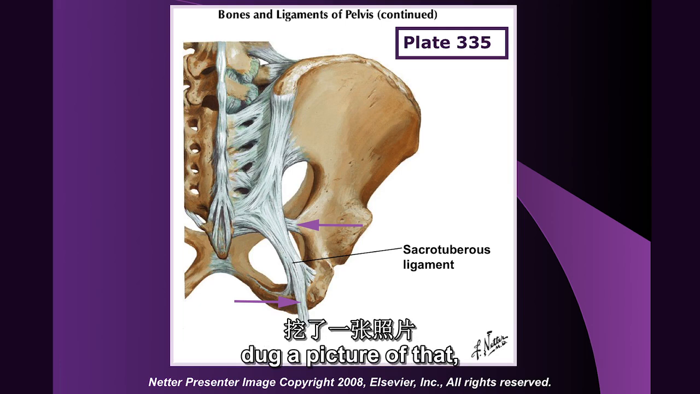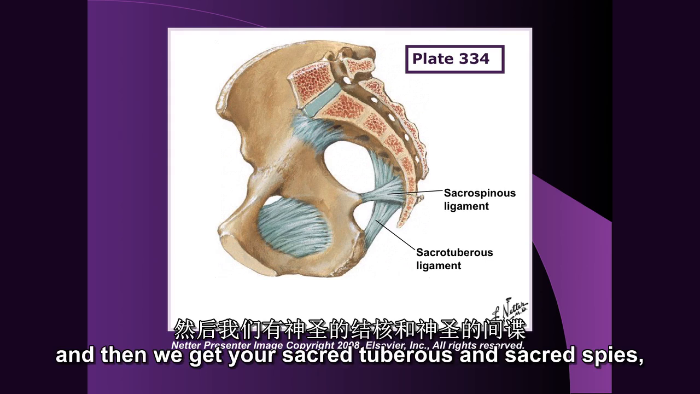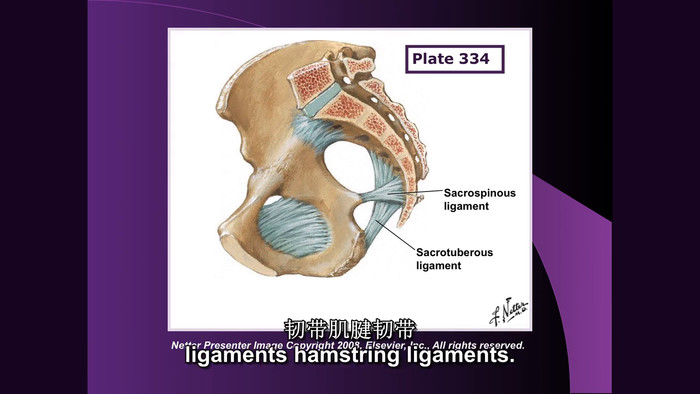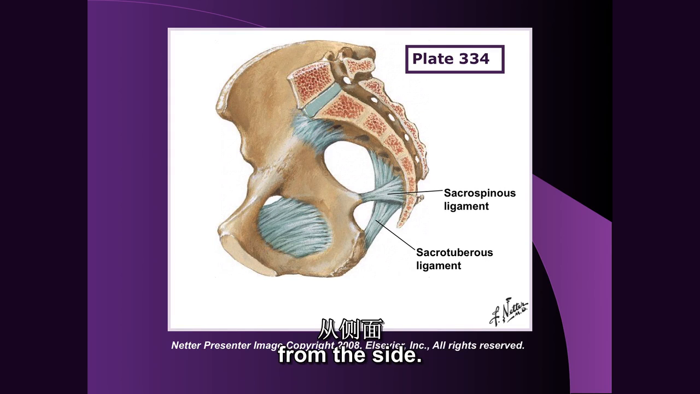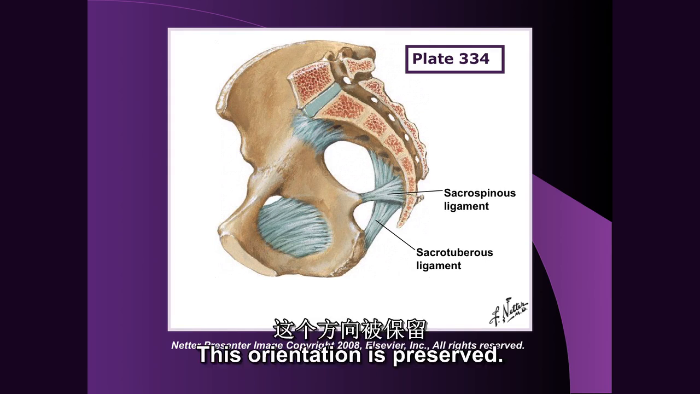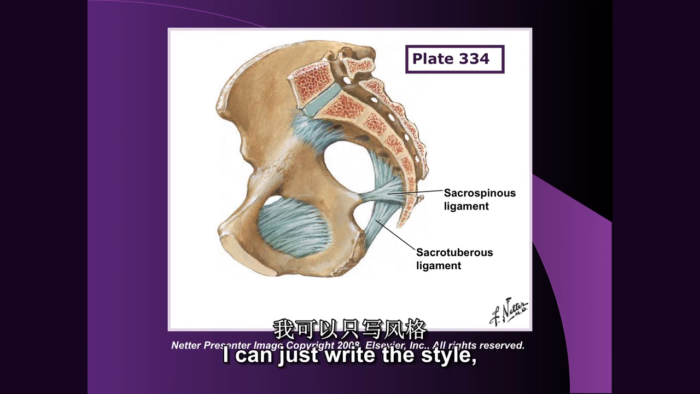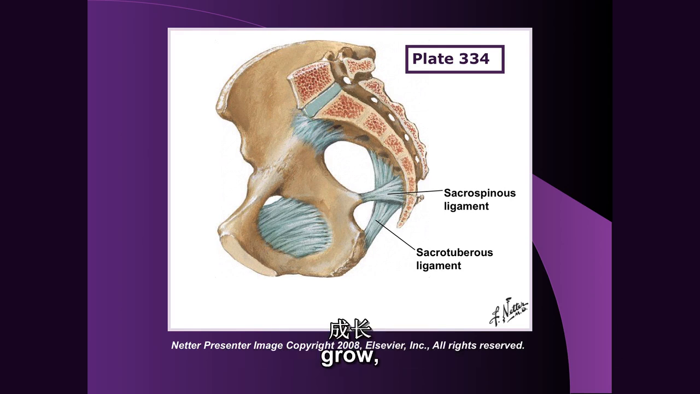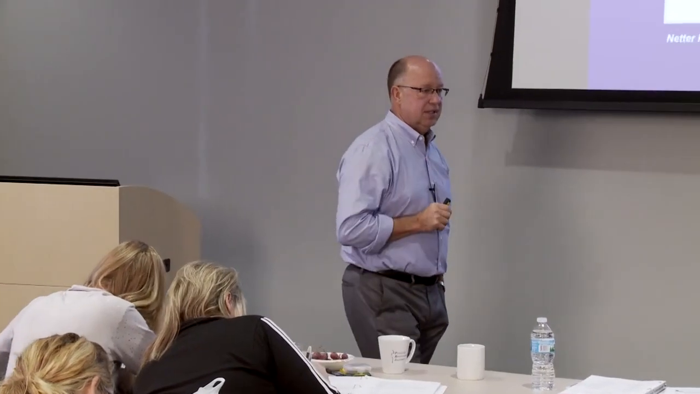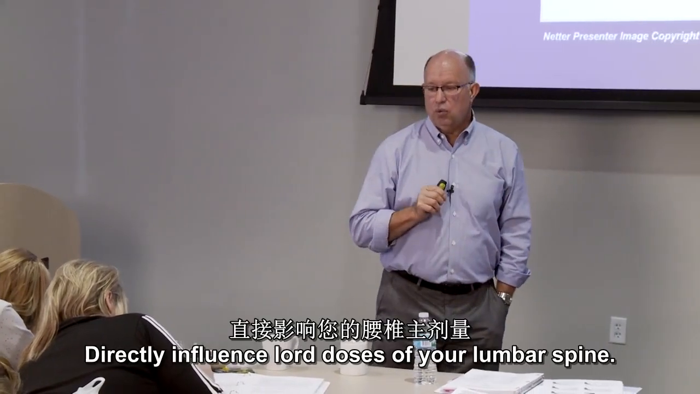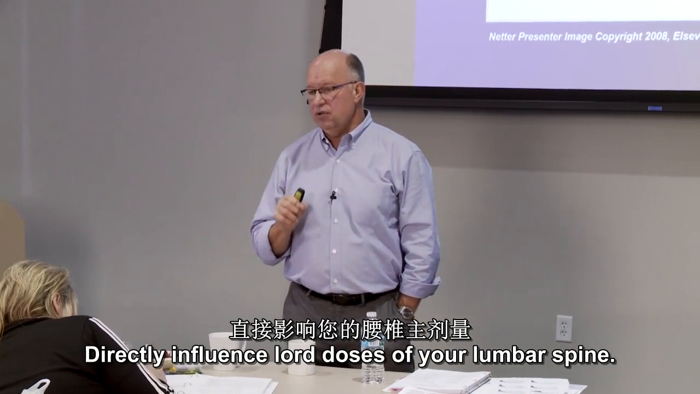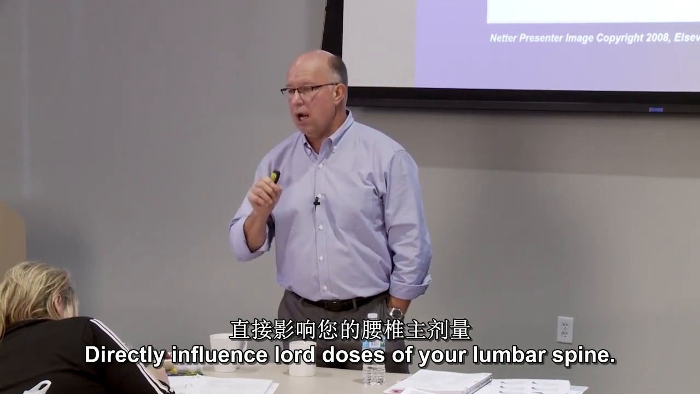All right, that's a pretty good, doggone good picture of that. And then we got your sacrotuberous and sacrospinous ligaments, hamstring ligaments from the side. This orientation is preserved. This 30 degrees is preserved by these ligaments. Can you just write this down? Sacroligaments. Write down sacroligaments. Directly influence lordosis of your lumbar spine.